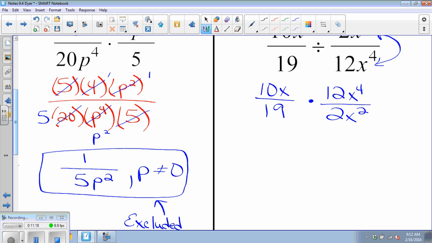Okay? And so when I reduce this, I can reduce 2 and 12 from right here, right? I can divide them both by 2. So 2 divided by 2 is 1. 12 divided by 2 is 6. Okay?